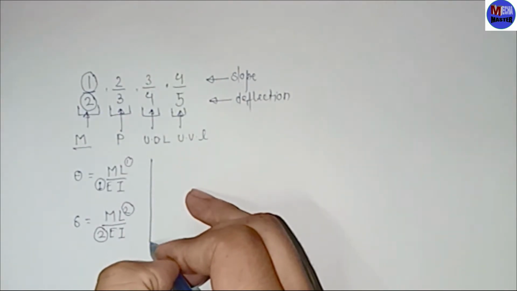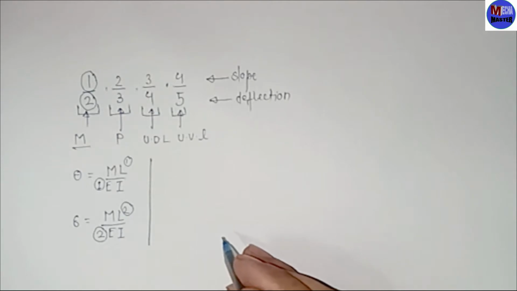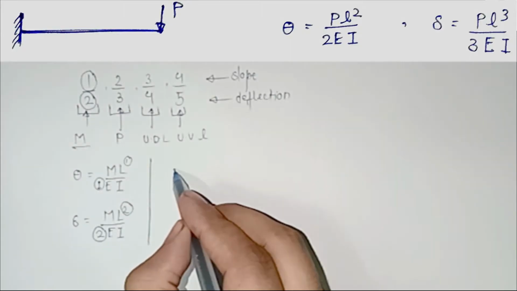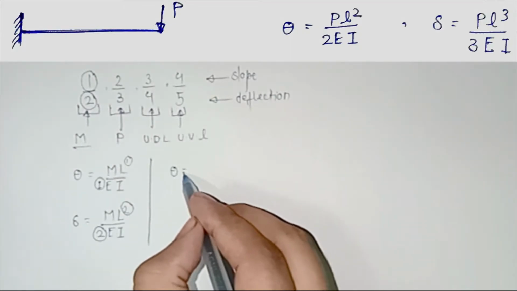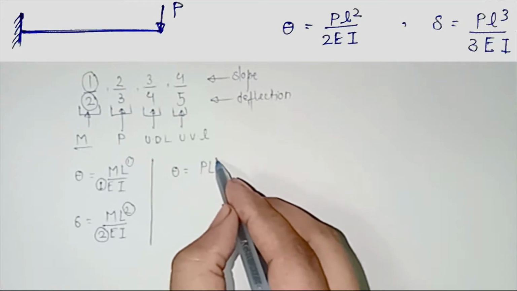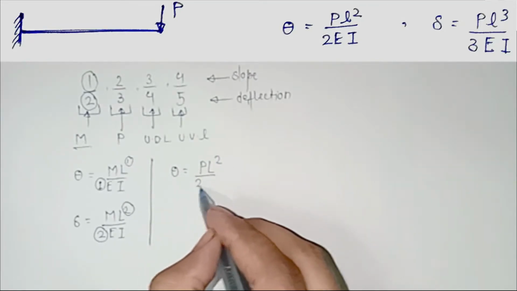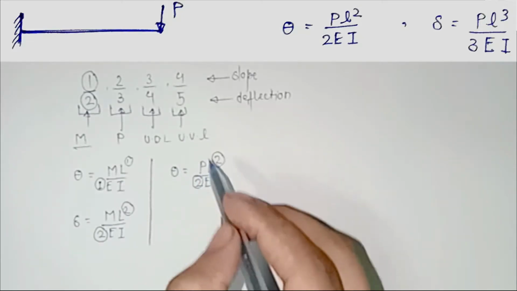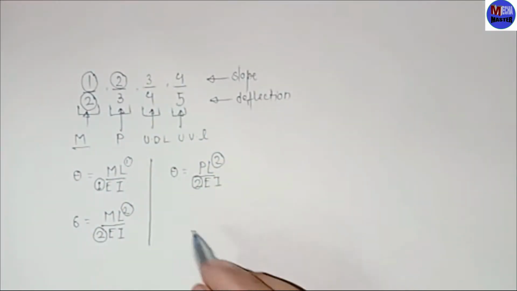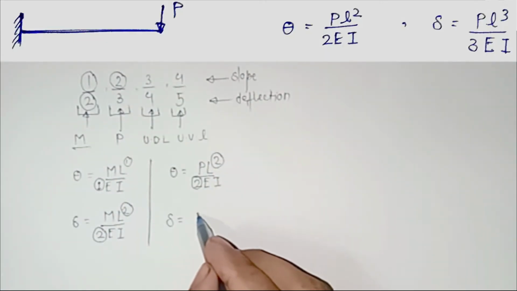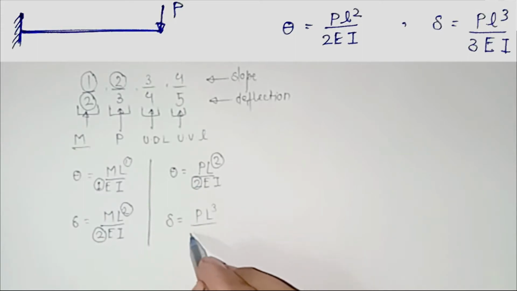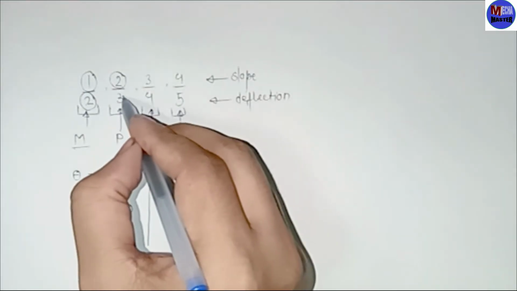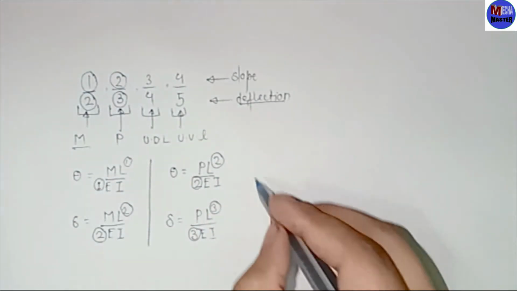Now for concentrated point load P, the formula for slope is PL square upon 2 EI. We have used 2, it is written 2, and the formula for deflection is PL cube upon 3 EI. We have used 3 for deflection.